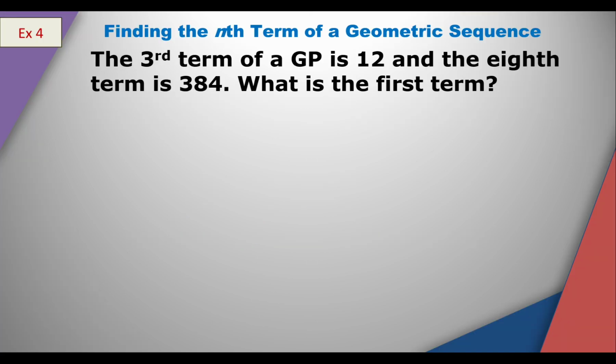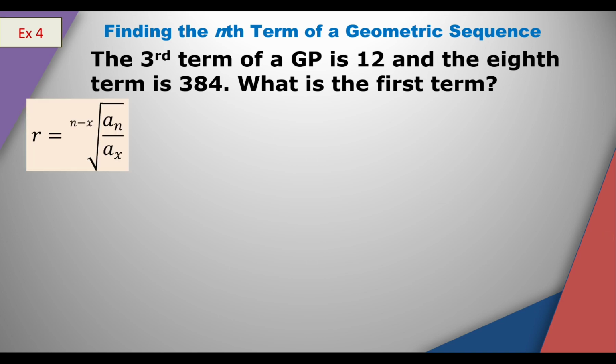Example number 4. The third term of a geometric progression is 12, and the eighth term is 384. What is the first term? Can we immediately identify the first term? Remember the formula, we always need the common ratio. So how do we solve for the common ratio?